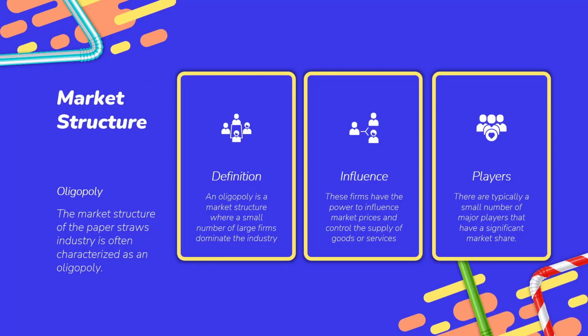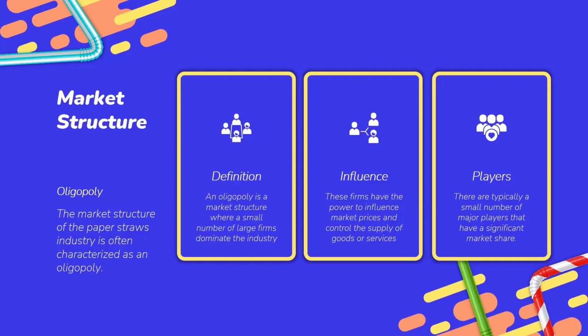Now, the market structure of the paper straw industry is often characterized as an oligopoly. And what is an oligopoly? An oligopoly is a market structure where a small number of large firms dominate the industry. These firms have the power to influence market prices and control the supply of goods or services. There are typically a small number of major players that have a significant market share.